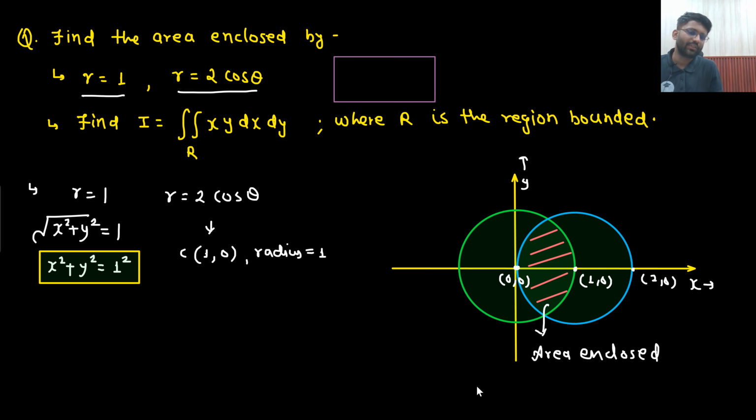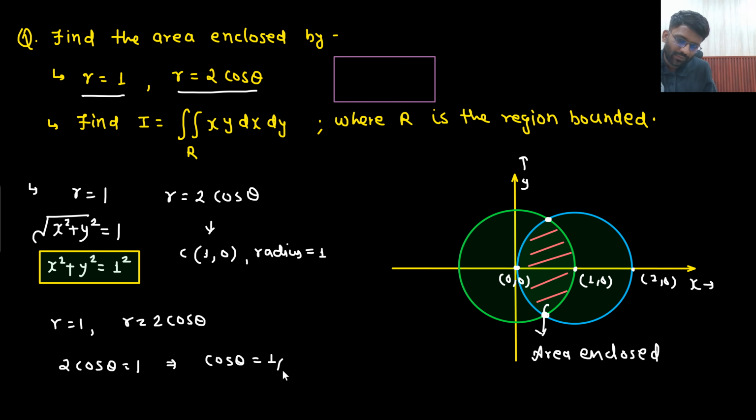So this is what we are supposed to find out. Where are they cutting each other? First, can you find out these points where they cut each other? Yes, surely I can find out: r equals 1 and r equals 2 cos theta. Where they cut each other, they will be equal to each other. So 2 cos theta equals 1. That means they are cutting each other at cos theta equals 1 by 2.